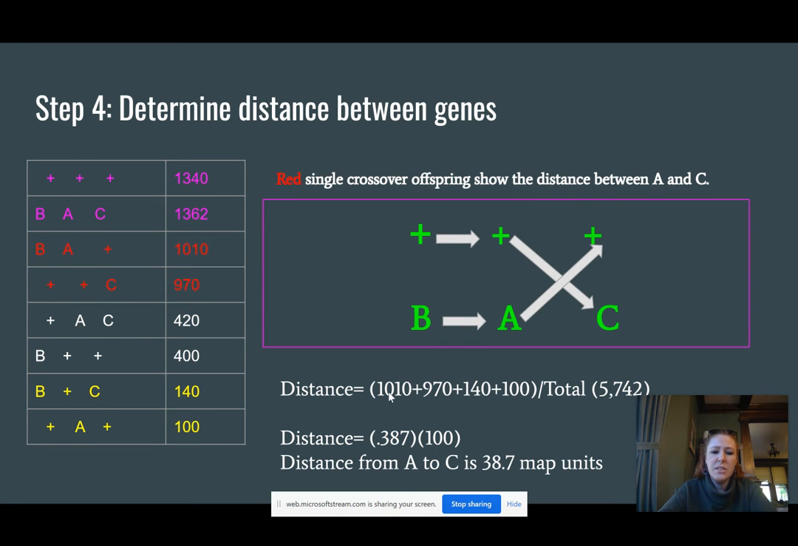In order to find the distance, you add up the number of individuals and then divide by the total. So I've got 1010, 970, and then the double crossovers, since those also include this cross from A to C, and then divided by 5,742, which is the total number of individuals. Using that formula, the distance is 0.387. I multiplied here by 100 to convert to centimorgans or map units. So we can say that the distance between A and C is 38.7.